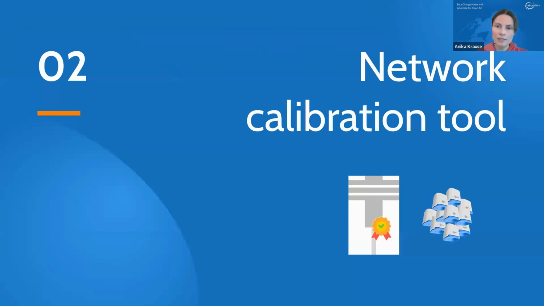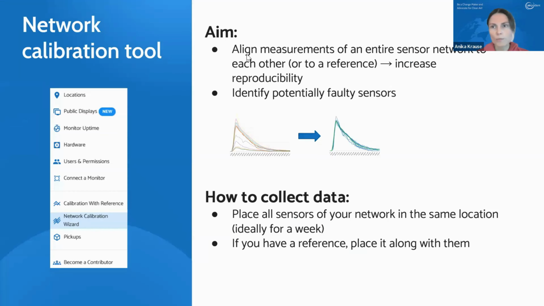The next tool is building on that, but also has more functions. That's the network calibration tool. So instead of calibrating only one monitor, we're going to calibrate multiple monitors at the same time. As I said, you can do that with or without a reference. If you don't have a reference, you can still align the monitors with each other, which also helps with reproducibility, and that makes it easier to compare your measurements if you know that they all measure the same, as they should. But if you have a reference, you can also align them to a reference.